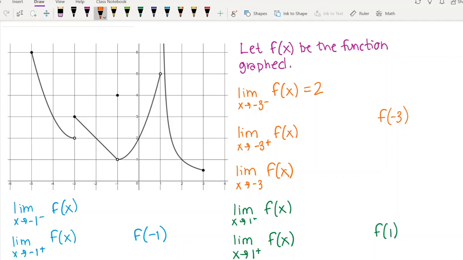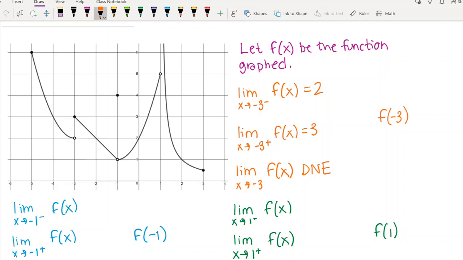Now looking from the right, if we're coming in from the right, our graph is heading towards a height of 3. So the limit from the right would be 3. That tells us that the overall limit does not exist. DNE is shorthand for does not exist. It does not exist because the two sides don't agree with each other. The graph doesn't have a general trend. It only has a general trend from the left and from the right.